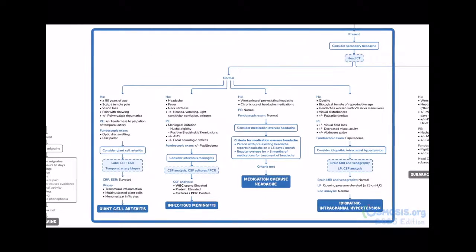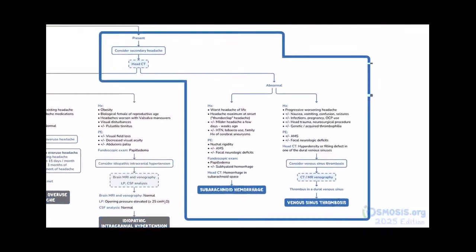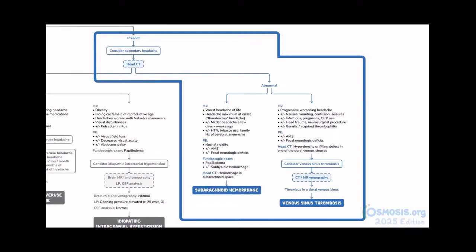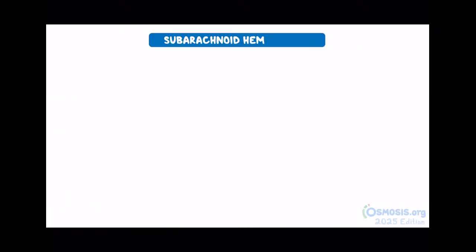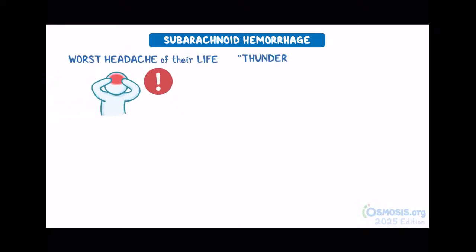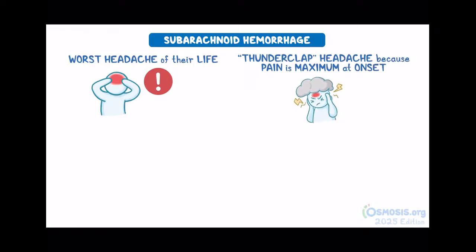Now, switching gears and moving on to individuals with secondary headaches and abnormal head CT findings. In this case, consider vascular etiologies, such as subarachnoid hemorrhage and venous sinus thrombosis. Patients with subarachnoid hemorrhage typically report the worst headache of their life, which is often called a thunderclap headache because the pain is maximum at onset.